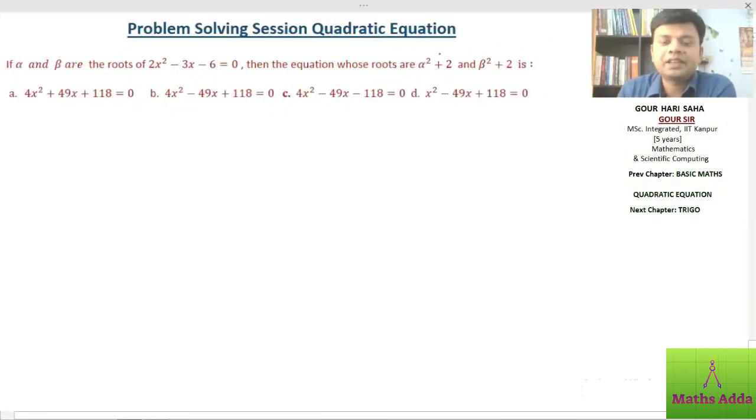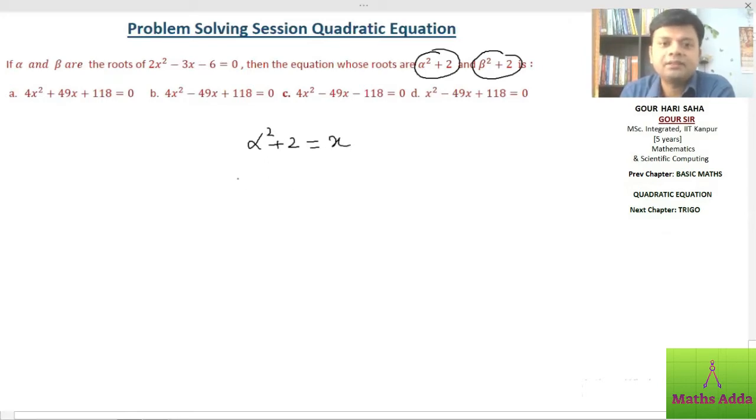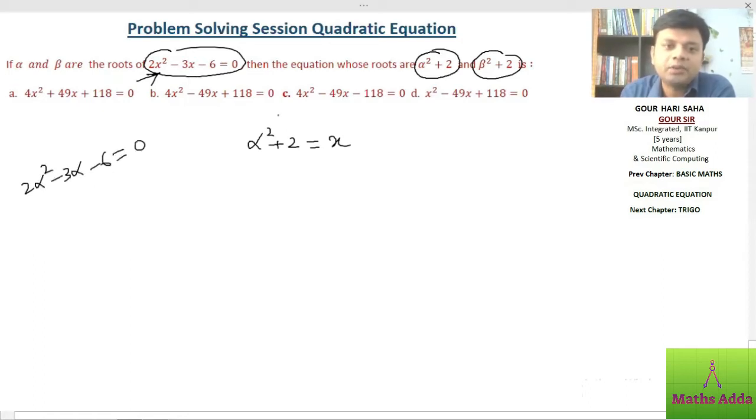Method 2. I see here, the second method is, I see here the roots are symmetric. One is alpha square plus 2, second is beta square plus 2. Similar, in such cases, we have a method. What we do, we will consider alpha square plus 2 as x and then find alpha from here. Alpha is a root of this one, this means alpha will satisfy 2 alpha square minus 3 alpha minus 6 equal to 0. So I will be using this one and finding alpha in terms of x. So I will find a linear relation between alpha and x.